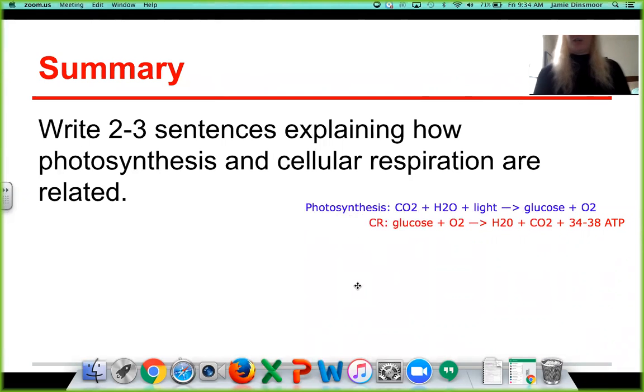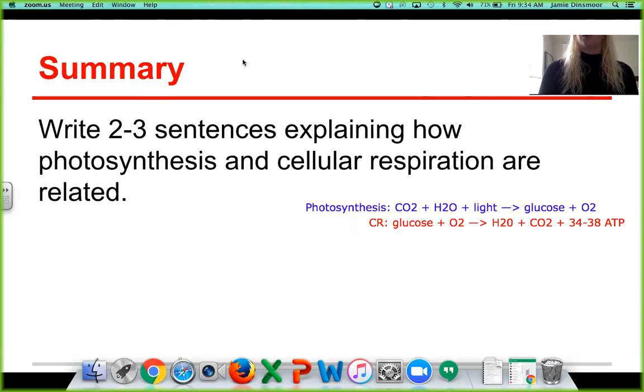All right, Elizabeth, thank you for being a brave volunteer. During cellular respiration, plant and animal cells use oxygen to break down glucose and get energy. Great definition. During photosynthesis, plants capture energy from the sun and convert it into glucose. Photosynthesis makes the glucose that cellular respiration uses to make energy.